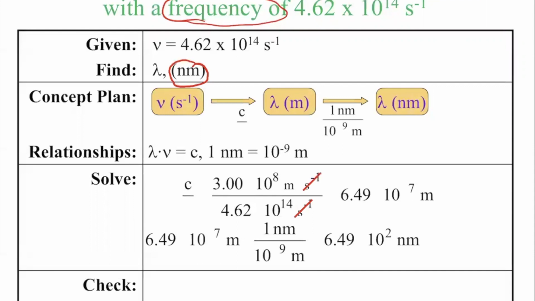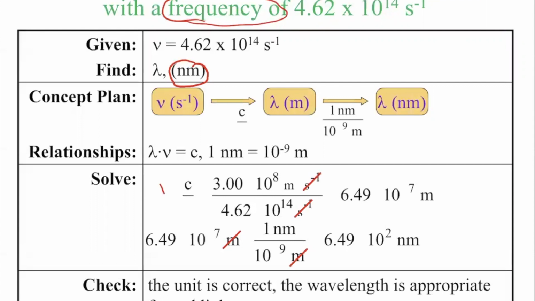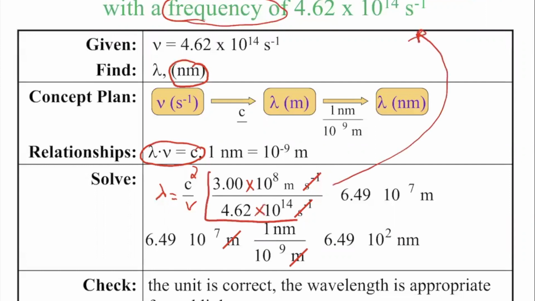So it's going to be wavelength equals C over frequency, because this is the original equation. So all we did was manipulate it, right? Now, C is the speed of light, which is given to you, and this is the frequency, which is given to you, right? So when you do this math, your seconds are going to cancel, and your answer is going to be 6.49 times 10 to the negative 7 meters.